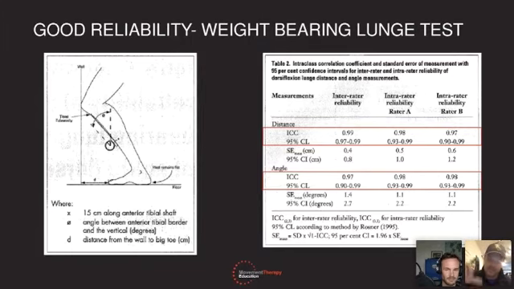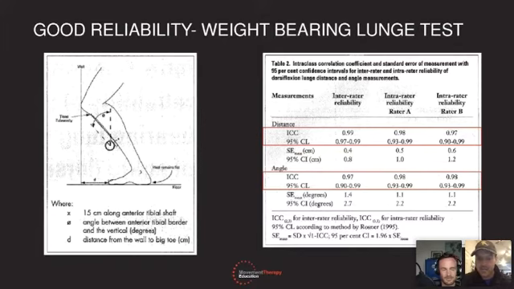So if you use an inclinometer or a ruler, does it differ if the same person does it again and again, or if different people do it again and again? I've highlighted on the right-hand side the distance measurements, which is the top row, with inter-rater reliability and intra-rater reliability of person A and person B.